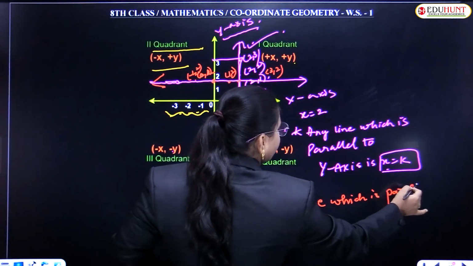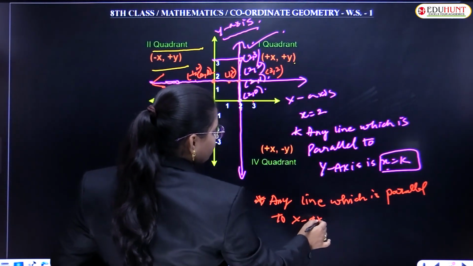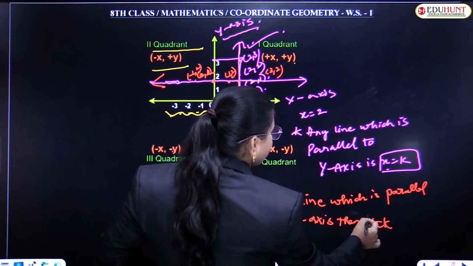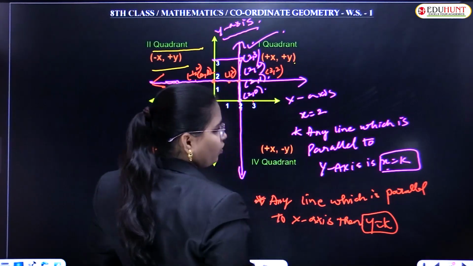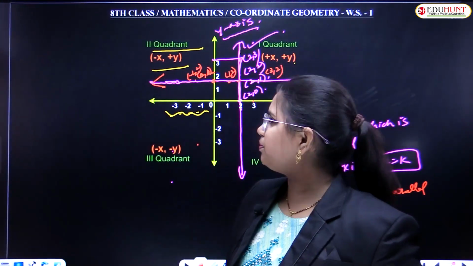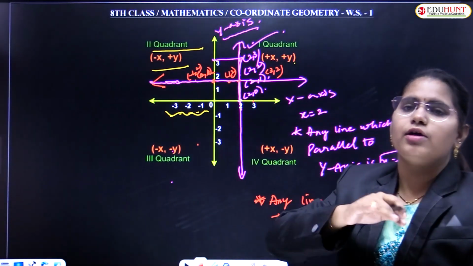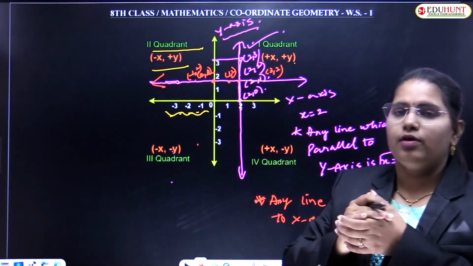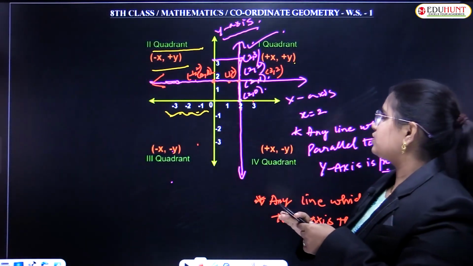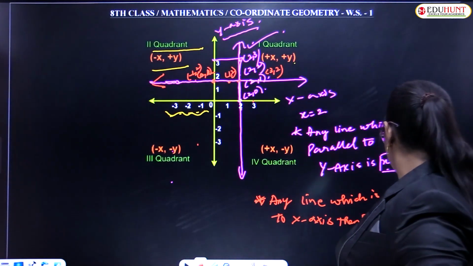Any line, if you are drawing, which is parallel to the x-axis, then what is the condition? y is equal to constant. What is the condition? y is equal to constant. Simple. If it is parallel to the x-axis, the y value must be constant, and if it is parallel to the y-axis, the x value must be constant. So this is a very good diagram. Okay, I hope everybody is clear with this.